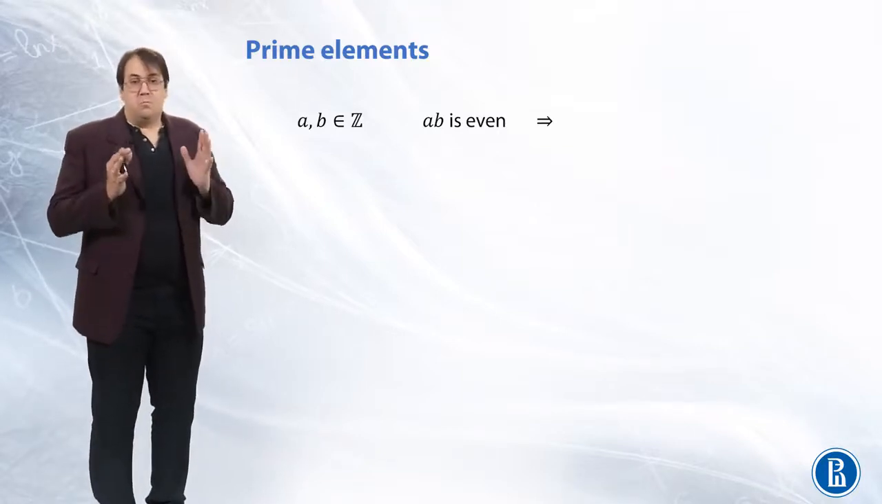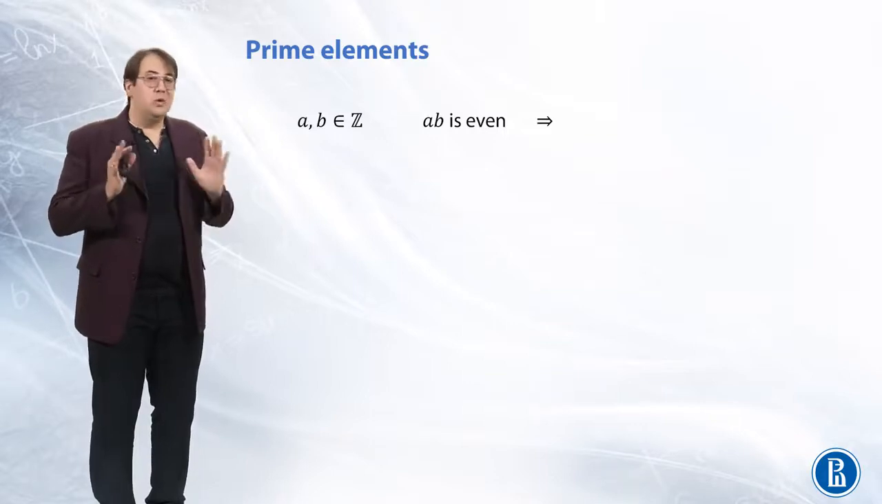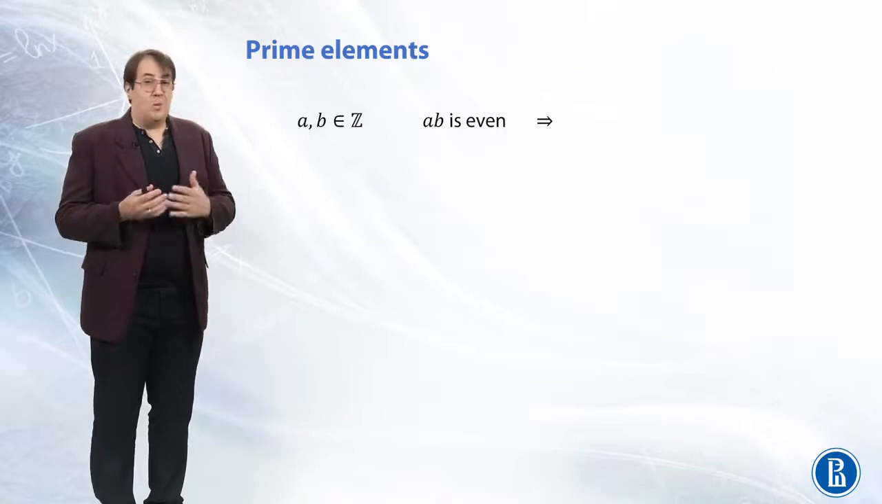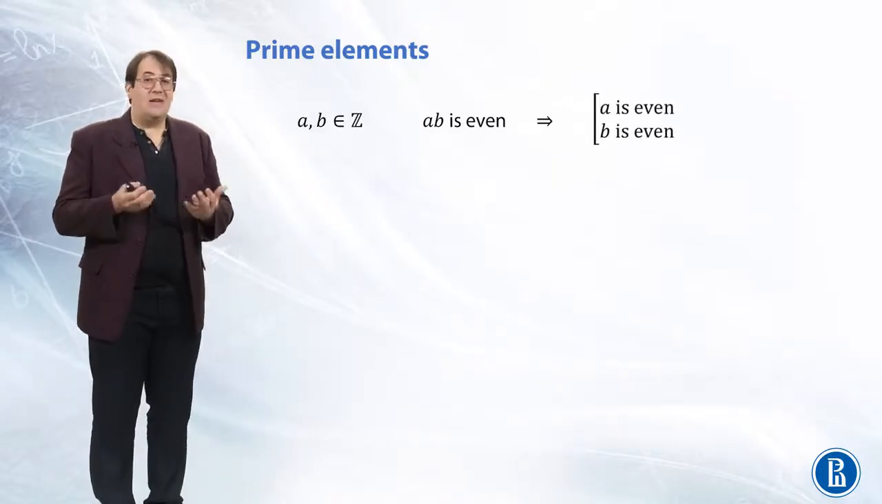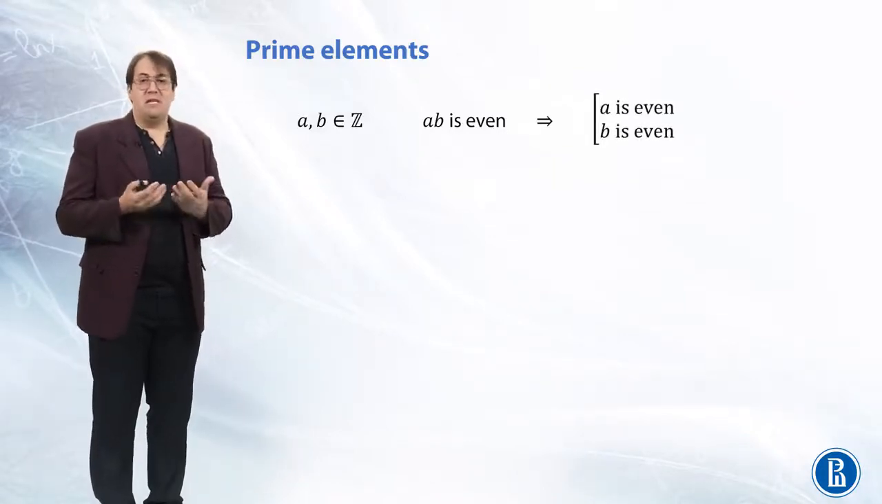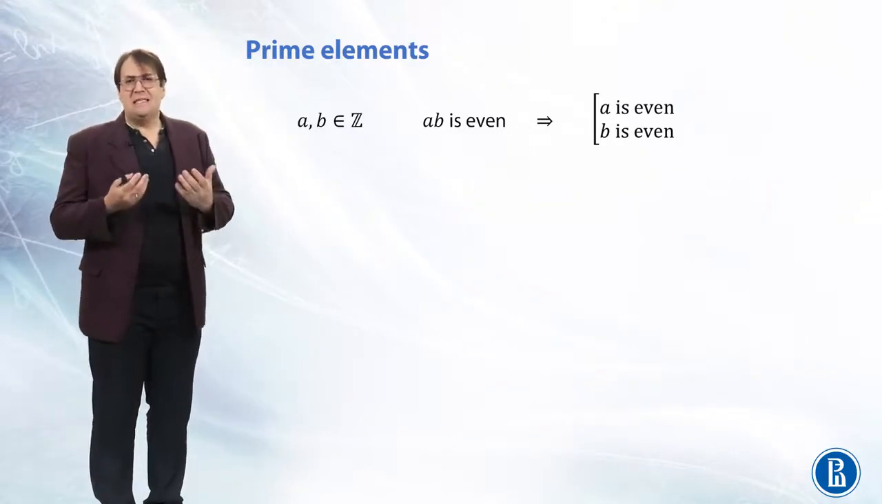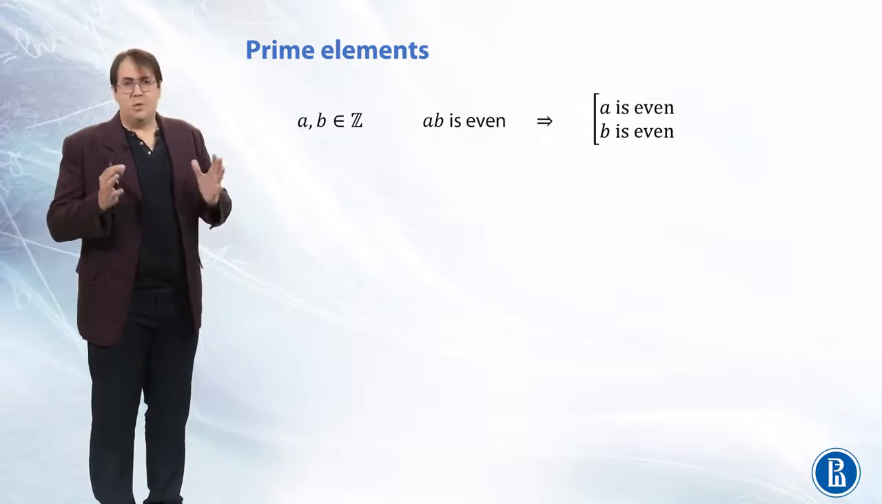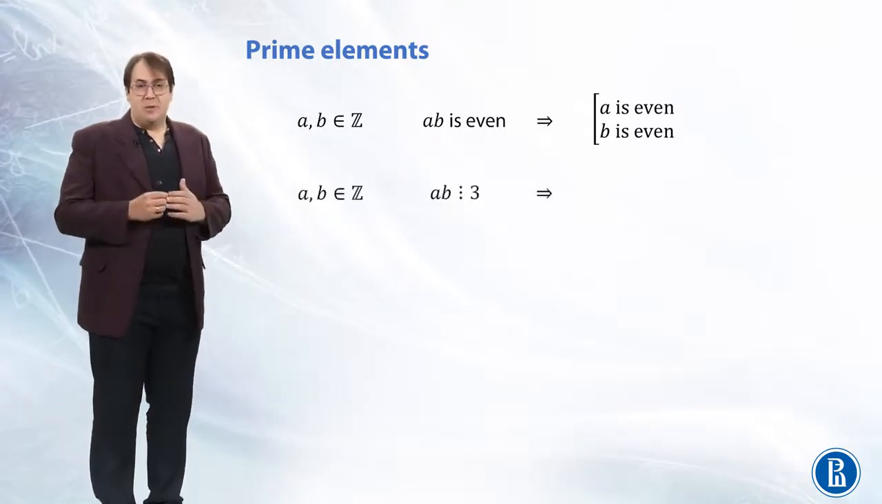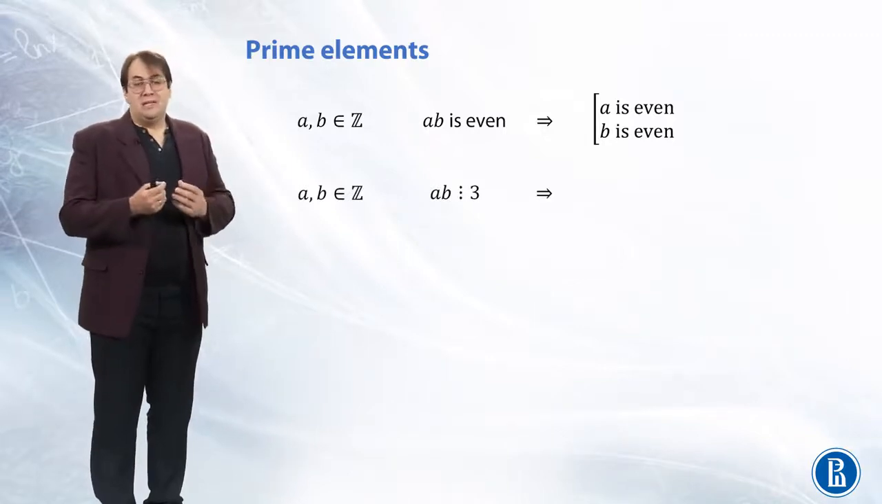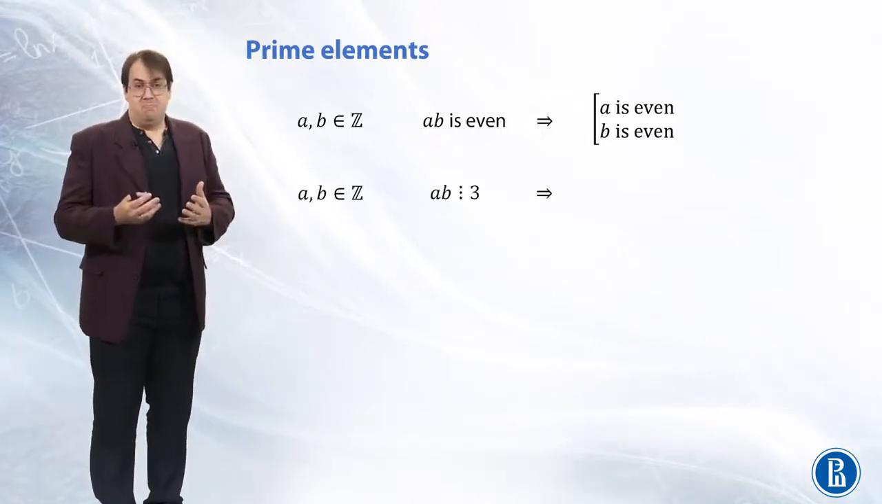First example: if we have just two integers and their product is even, then we understand that at least one of these integers must be even. But what does it mean, even? Even means divisible by 2. Well, okay, another example. Just take two integers whose product is divisible by 3.